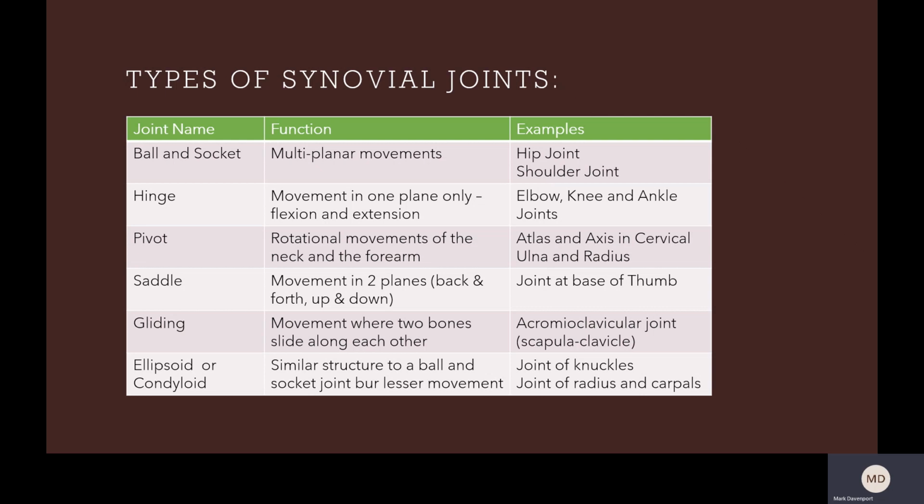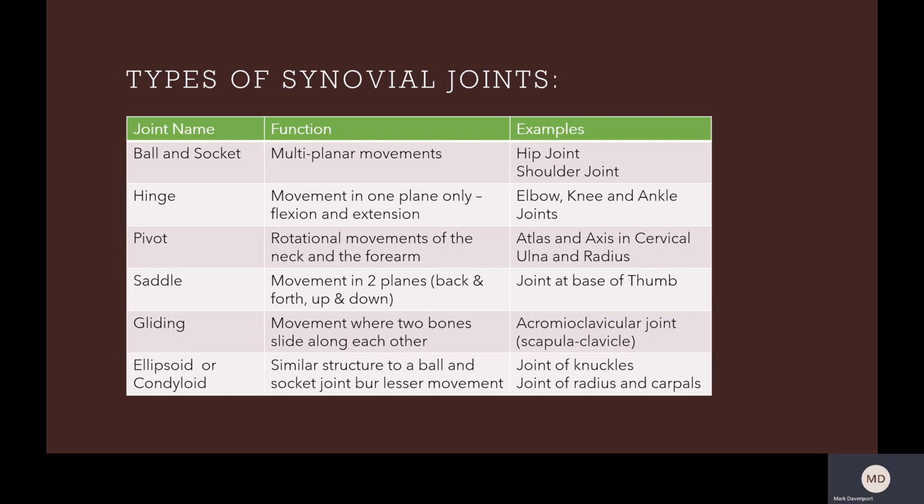Hinge. So think about the elbow. A really good way to think of that is think of hinges on a door. They just move one way. If you think of a hinge, it just opens and closes. If you hold your arm out in front now and bring your palm towards your face, that's a hinge joint. So it just moves in that one direction, which is flexion and extension. It occurs at your knee, your ankle, and your elbow. We have a pivot joint, which is rotational movements. So think about your neck and your forearm.